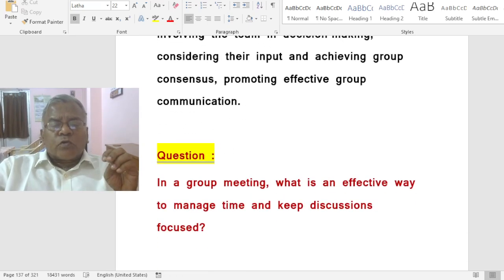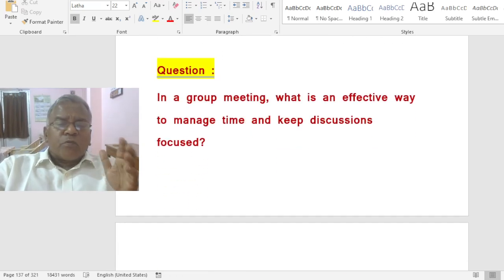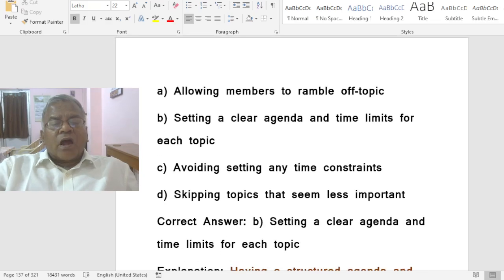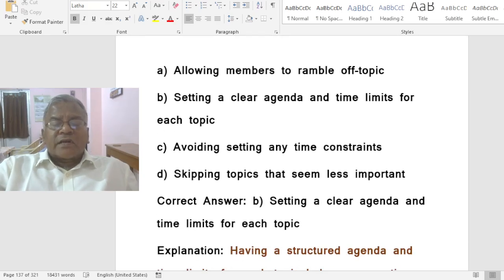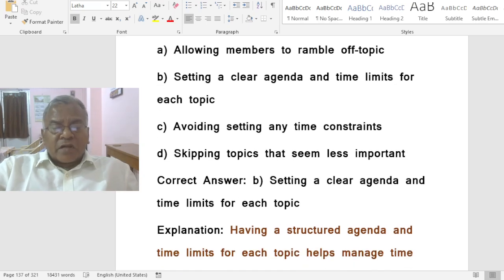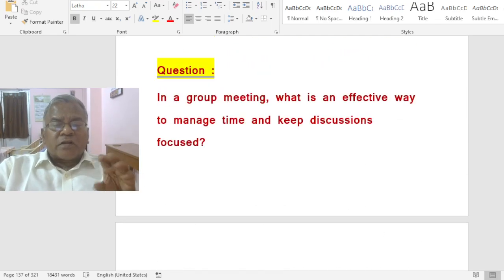In a group meeting, what is an effective way to manage time and keep discussions focused? A. Allowing members to ramble off topic. B. Setting a clear agenda and time limits for each topic. C. Avoiding setting any time constraints. D. Skipping topics that seem less important. So what should be the correct answer for this one?